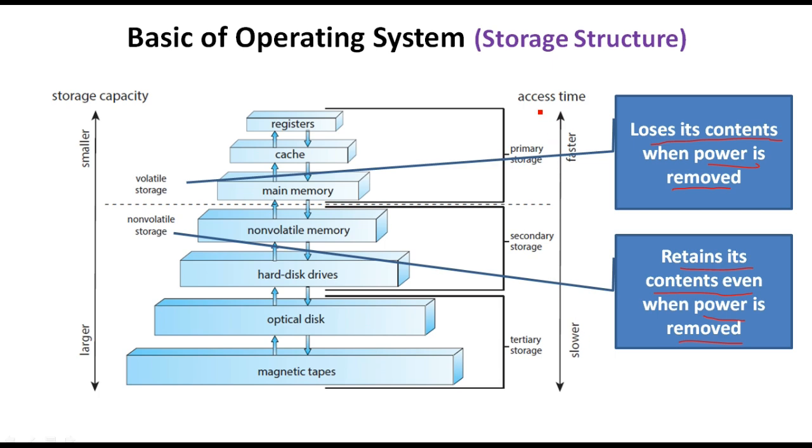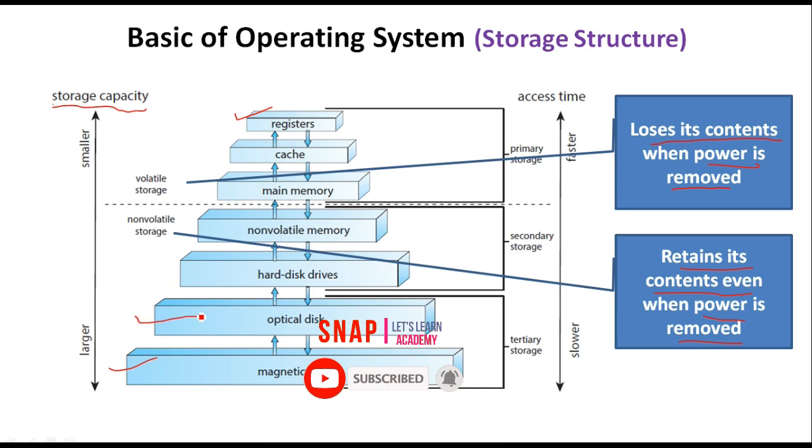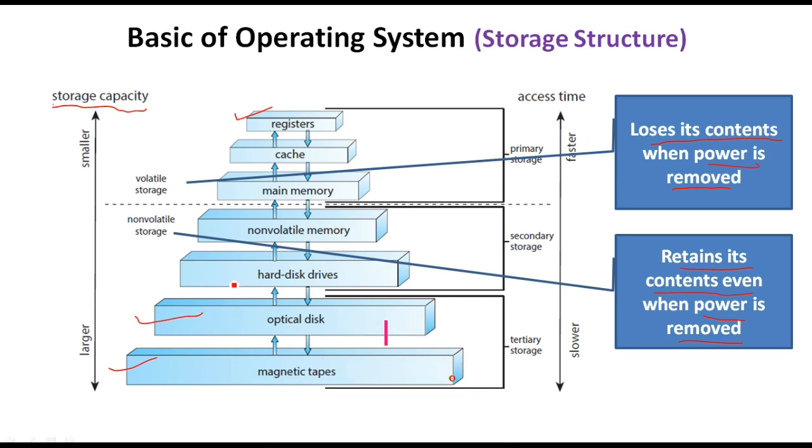As we talk about the storage capacity of each device, the storage capacities differ. A register is smaller than the cache. Magnetic tapes are the largest. Optical devices are a bit smaller than magnetic tapes. Then main memory is smaller than magnetic tape and optical disk, cache is smaller than main memory, and registers are smaller than cache memory as far as storage capacity is concerned.